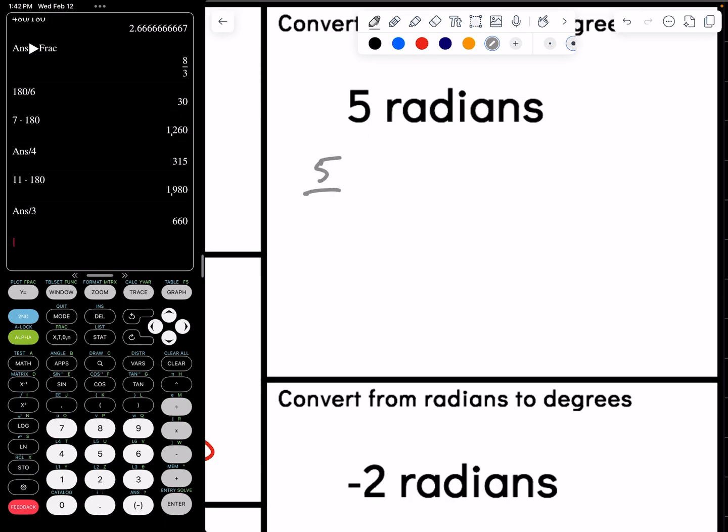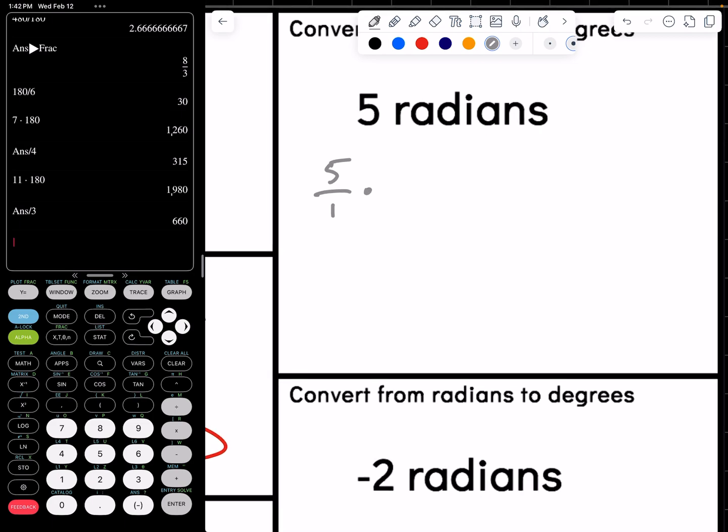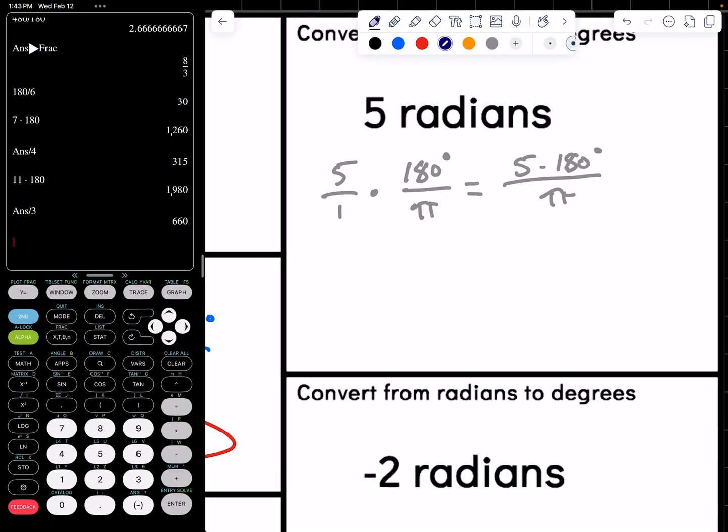So 5 over 1. We're going to multiply because we're going from radians and trying to get to degrees. So 180 goes on top because we want to leave our degrees in there. We have pi on bottom. So we end up with 5 times 180 over pi, which is going to work down to 900 degrees over pi, which I can actually plug in my calculator.